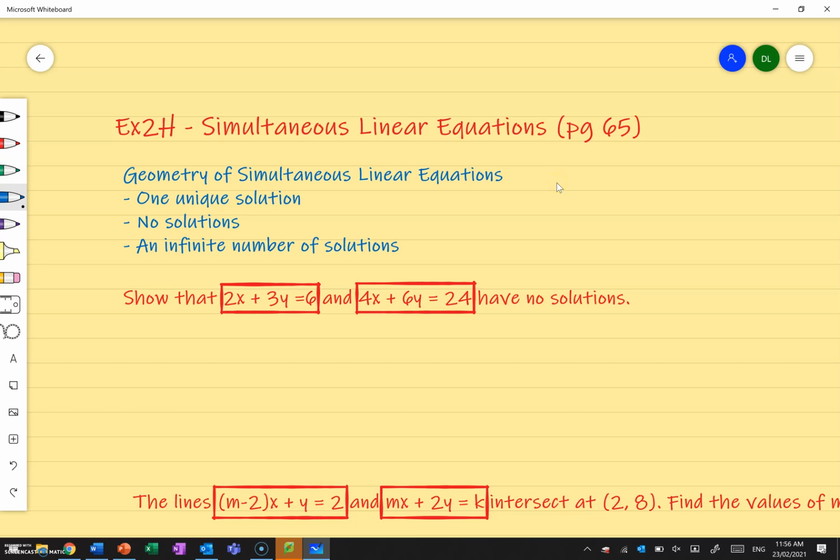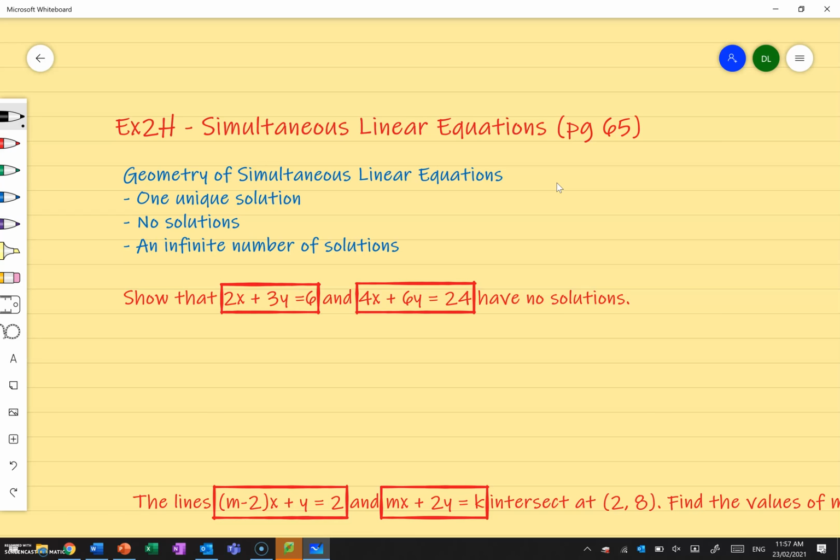Exercise 2H is pretty straightforward, and I say this every lesson I know, but this one is just an application of what we know as simultaneous linear equations. Now, we also want to look at the geometry of simultaneous linear equations because that's essentially what we're looking for when we have simultaneous linear equations.